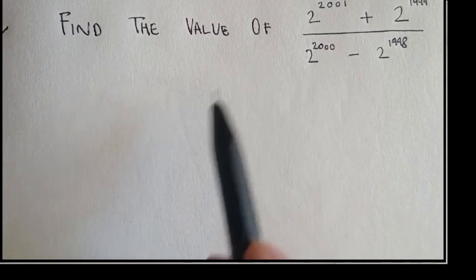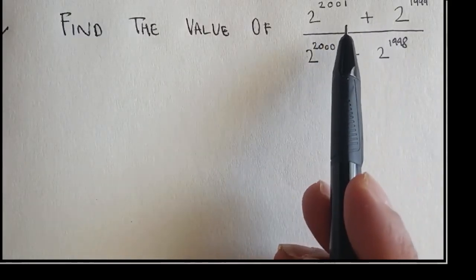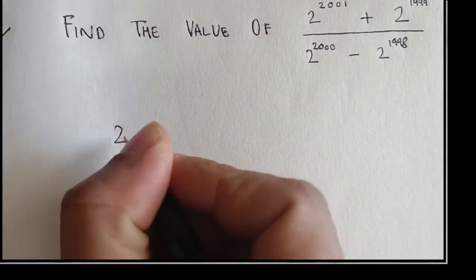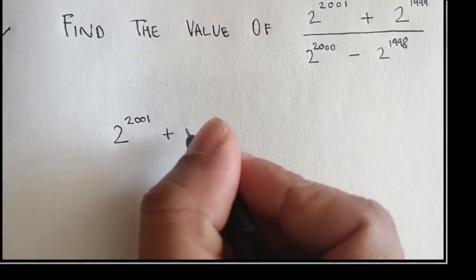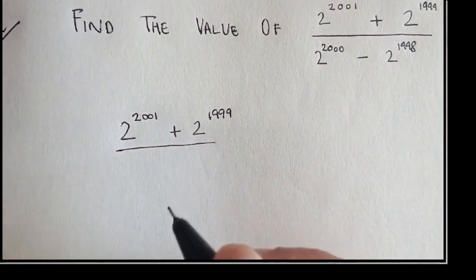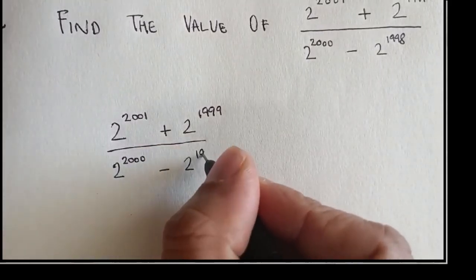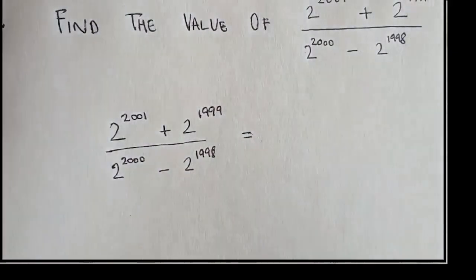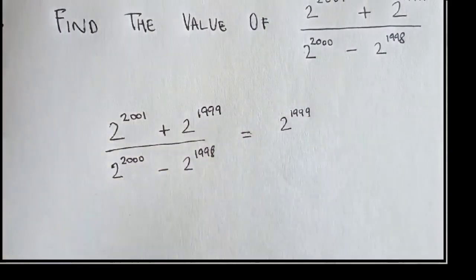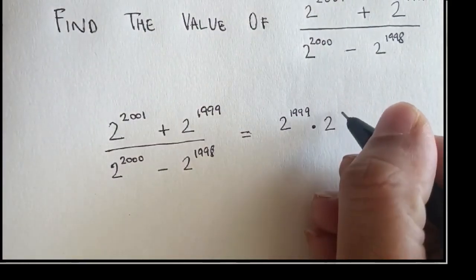So when we see a problem like this, our first step would be to put this expression in terms of a common power both in the numerator and the denominator. How do we do that? Here goes. 2 to the power of 2001 plus 2 to the power of 1999 divided by 2 to the power of 2000 minus 2 to the power of 1998. Now this is the same as, now I can take out the 2 to the power of 1999 here. So I write this as 2 to the power of 1999 into 2 to the power of 2.